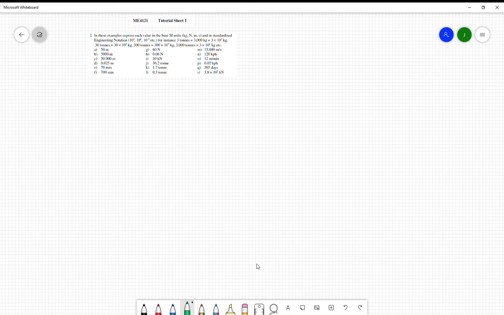Welcome to question 2 of tutorial sheet 1. The difference between this and the first question is that the first one only asks for correct SI units, whereas here we want you to do it in correct engineering notation.